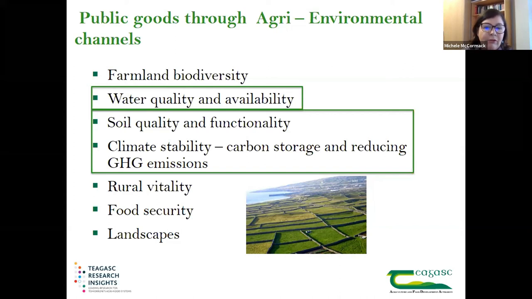Public goods really are a very difficult concept. The one that jumps out is landscapes, because they're man-made. Farmers have made these landscapes to benefit their farming practices, but as a result of those landscapes, we have all the benefits. We feel good and we like to look at them, and we have all those public good benefits that arise as an externality from farming practices.